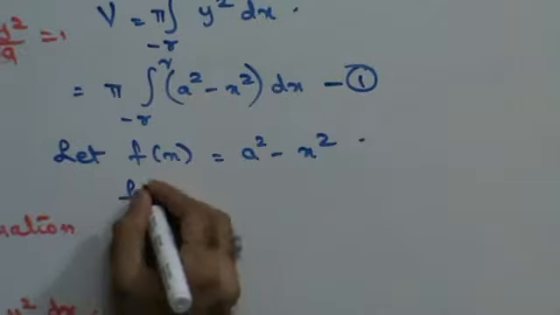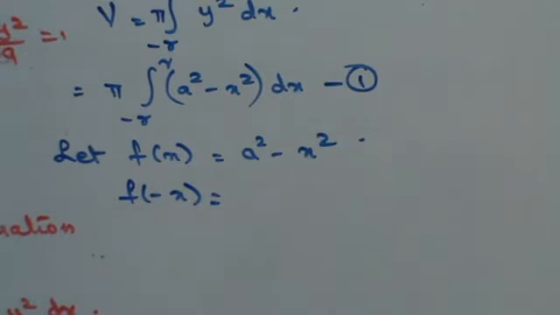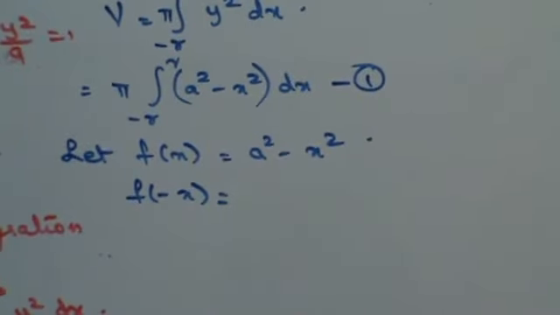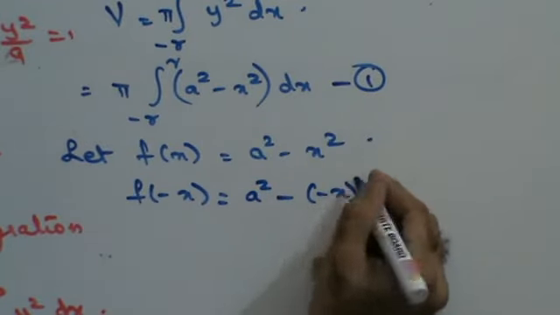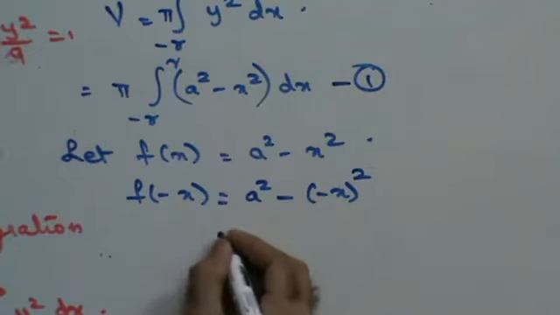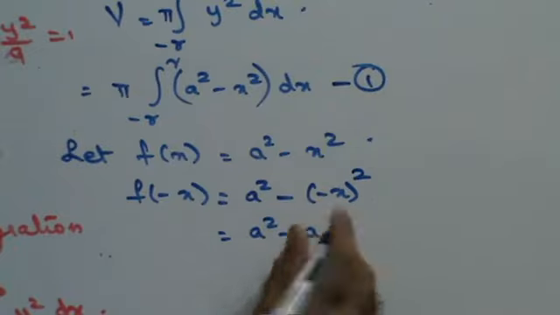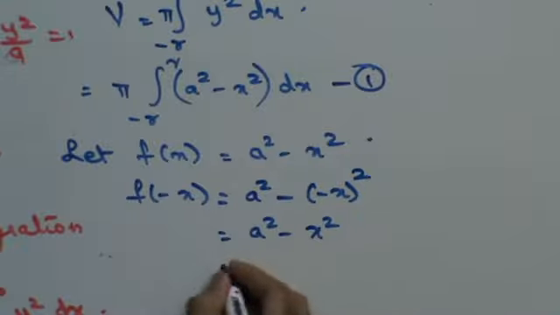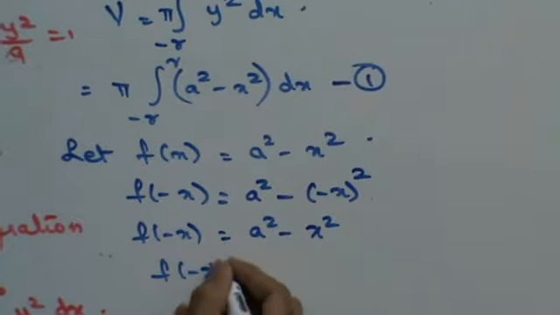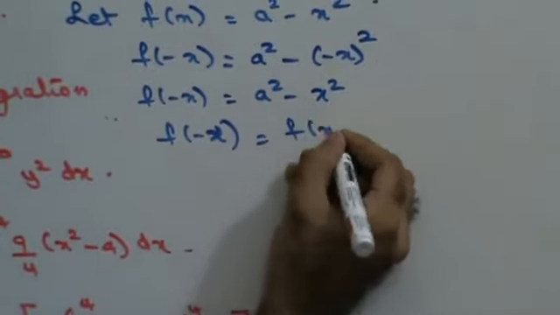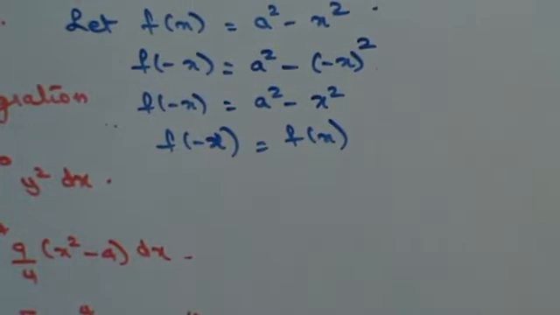Right? In that case, what will be f of minus x? Wherever there is x, you will substitute the value of x as minus x. Wherever there is x, you have to substitute x as minus x. Right? So in that case, I'll get a square minus x square. So I'll get f of minus x, a square minus x square, is nothing but f of x.